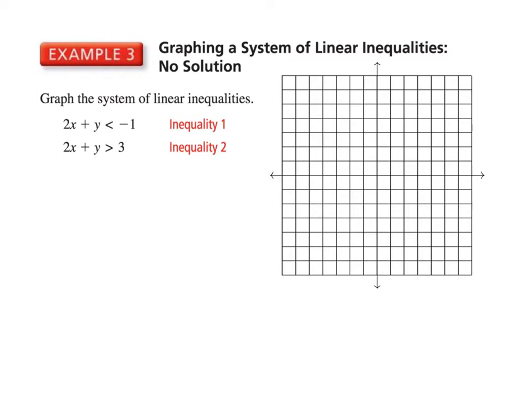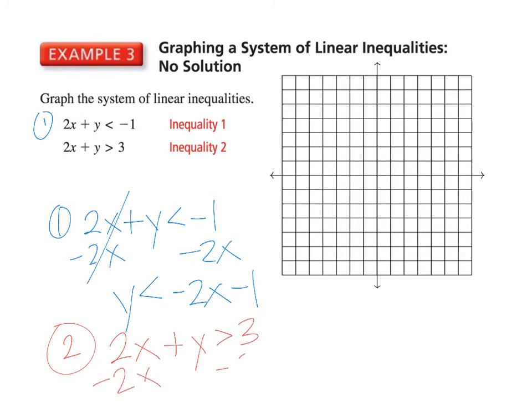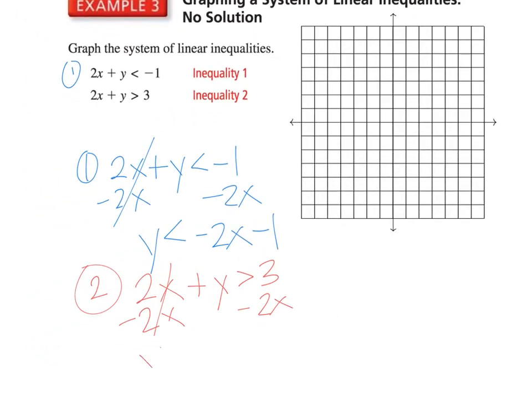All right, first thing we have to do is get it in slope-intercept form. So I'm just going to rewrite the equation down here. Write out the work. Subtract 2x. I have y is less than negative 2x minus 1. That's for the first equation. How about for the second? Subtract 2x. So I have y is greater than negative 2x plus 3.